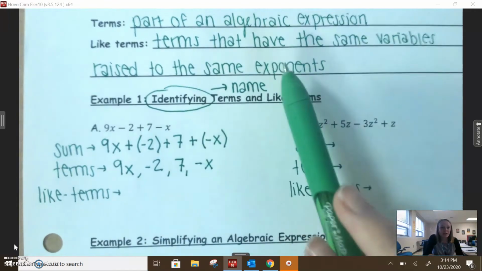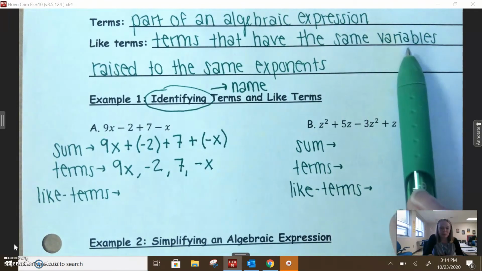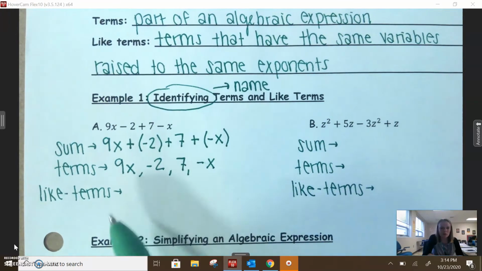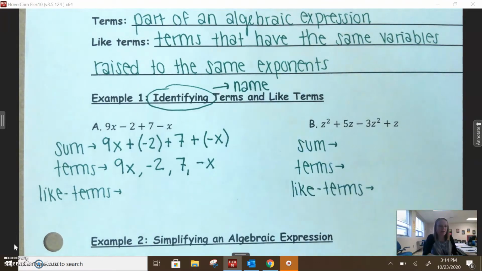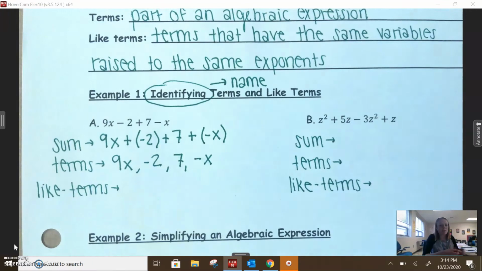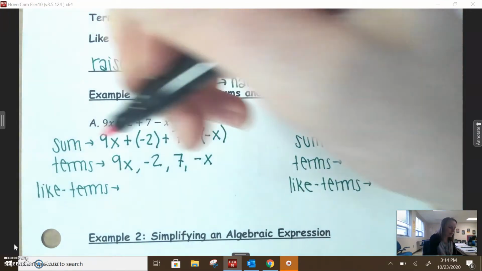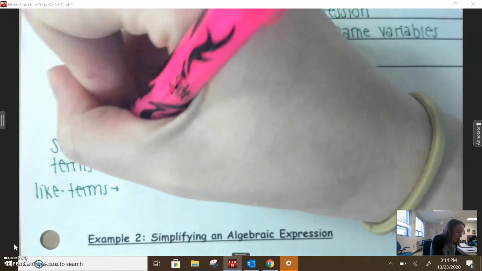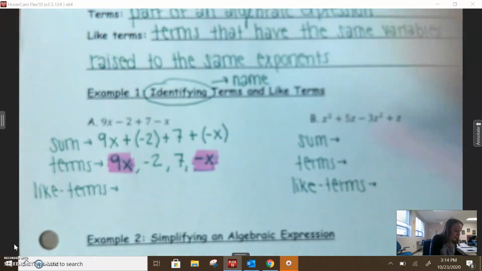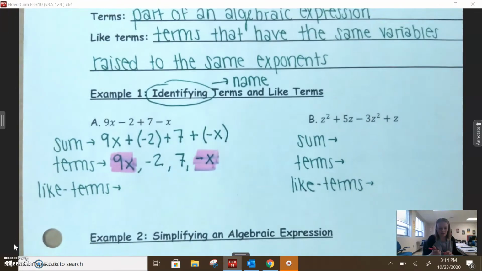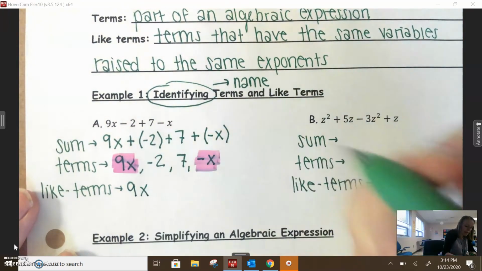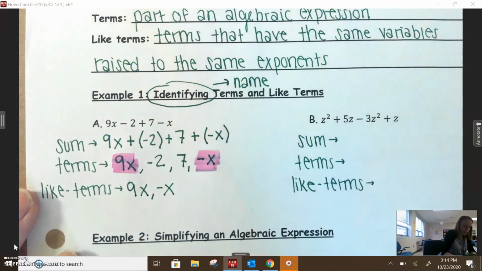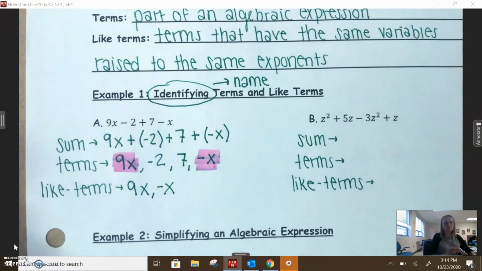Now with like terms, these are terms that have the same variable, so they have to have the same letter. If you look at these 4, only 2 of them have a letter in them. That's 9x and negative x. They have the same letter, so these are actually like terms. At school, I have my students highlight these in one color. So 9x and negative x are like terms because they both have an x in them. That is a pair that I can write out as a set of like terms.